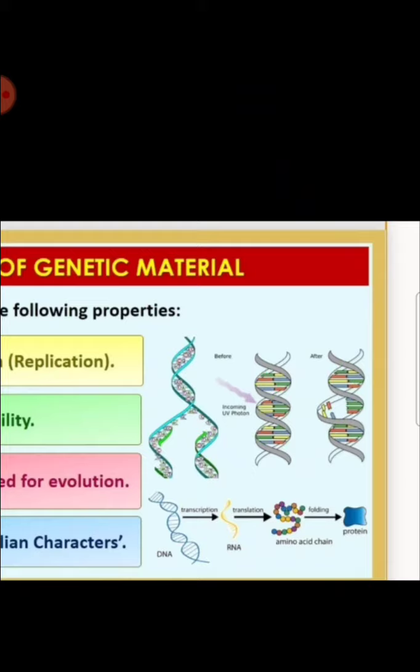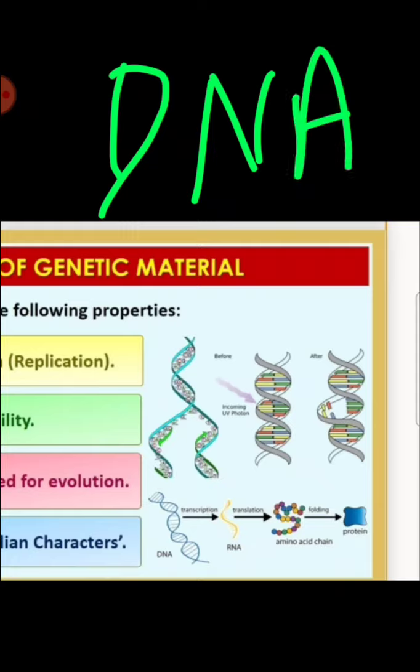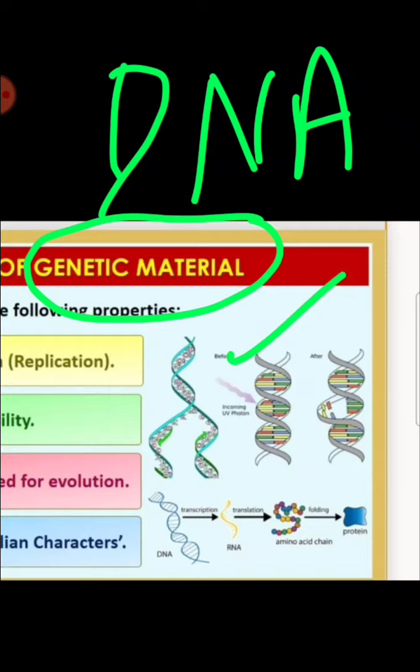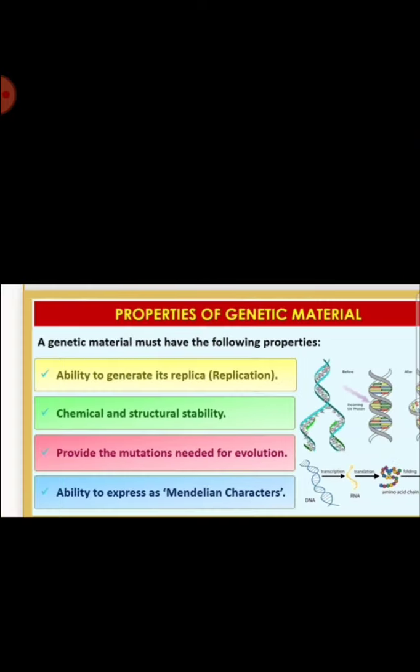So first property is what then? The first property of a genetic material is replication. You have studied there are many molecules, right? DNA, RNA, proteins, biomolecules, carbohydrates. But proteins and carbohydrates are not called genetic materials; only DNA is called genetic material because of all these properties.